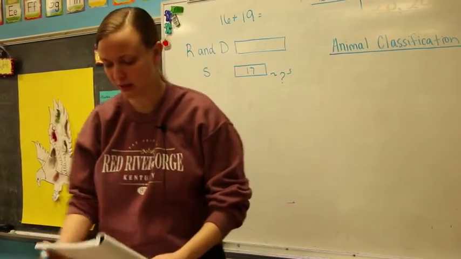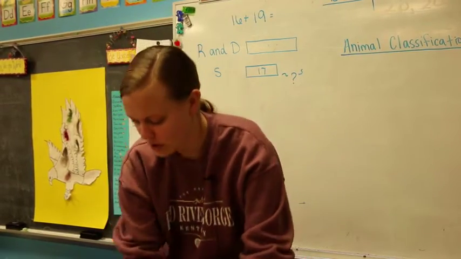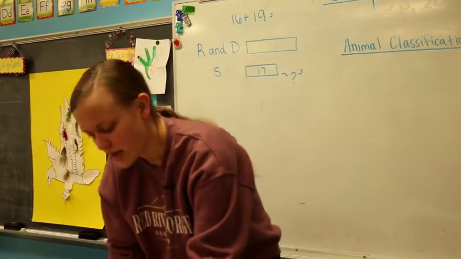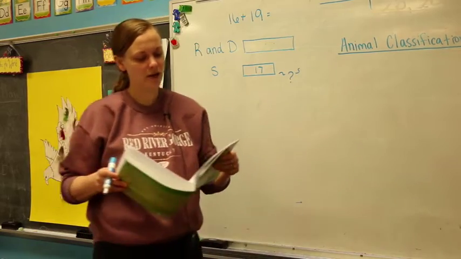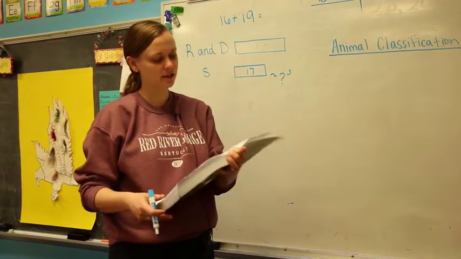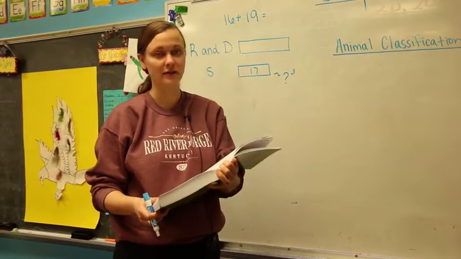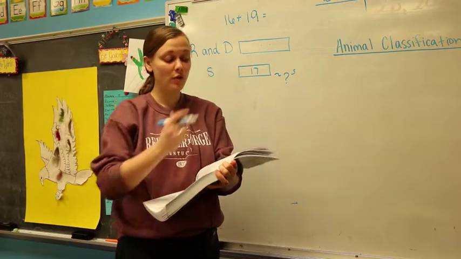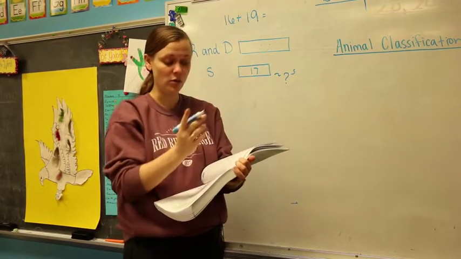Well, first, let's talk about your read, draw, write. So if you want to take a look at the read, draw, write real quick. It says, Gemma is counting animals in the park. She counts 16 robins, 19 ducks, and 17 squirrels. How many more robins and ducks did Gemma count than squirrels?